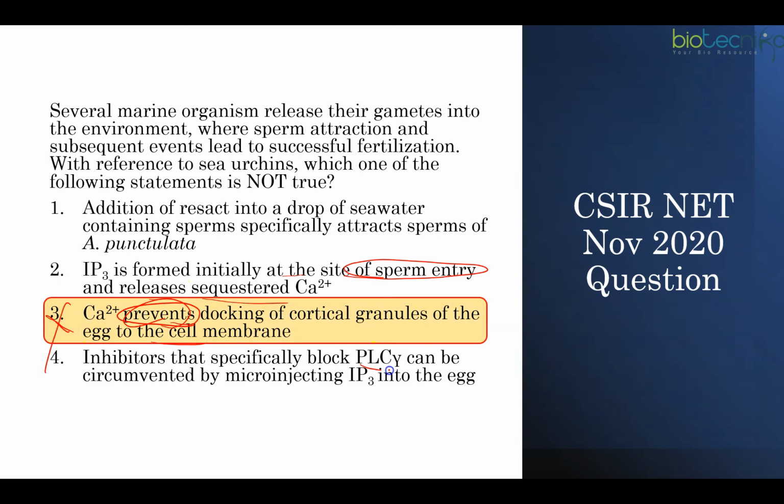Now PLC gamma is required to cleave PIP2 into IP3 and DAG. If you have inhibitors blocking this, then you will not get IP3. But if you separately microinject IP3 into the egg, then even if PLC gamma is not there, you need only IP3 to release the calcium and DAG to activate other processes. So even if PLC is not there, if you microinject the products that this enzyme was making, there will be no adverse effect on the fertilization process.